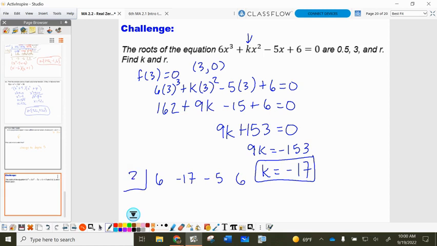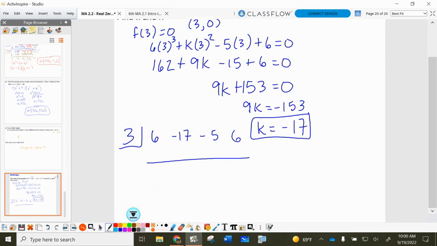So if 3 is a root, we need to find r, which is the remaining root. Okay, so let's use the fact that 3 is a root, and let's see what the remaining polynomial is, and we should be able to find that extra root. So that's my strategy. Okay, so 6, 18, 1, 3, negative 2, negative 6, 0, which we knew it would be. So that gives me 6x squared plus 1x minus 2 as our remaining polynomial.